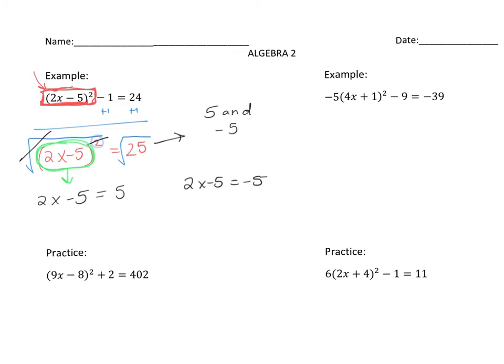And now you're just at a 2-step equation, so you're going to go ahead and solve. So on this first one on the left, you're going to add 5 to both sides. This will cancel, and I'm left with 2x equals 10.